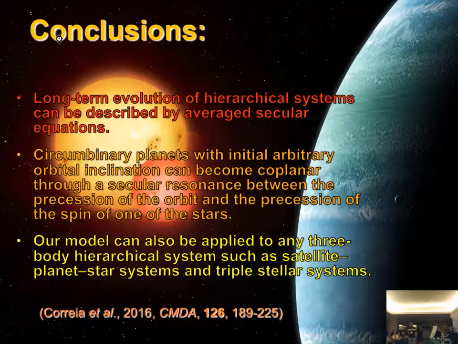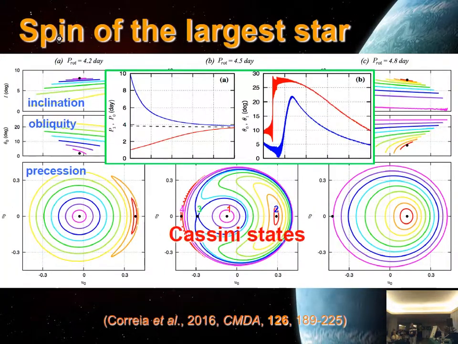So, conclusions. Long-term evolution of hierarchical systems can be described by averaged equations of motion. Circumbinary planets with initial arbitrary orbital inclination can become coplanar through this secular resonance between the precession of the orbit and the precession of the spin of one star. I forgot to say what the resonance was. Sorry. So there is one resonance. This resonance corresponds to the resonance between the precession speed of the spin axis of the star and the precession of the orbit of the planet.